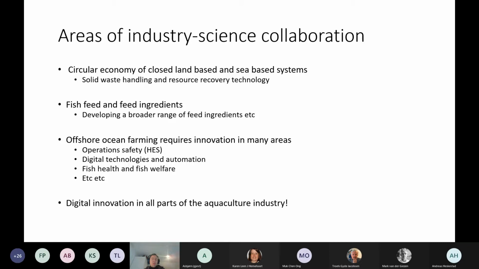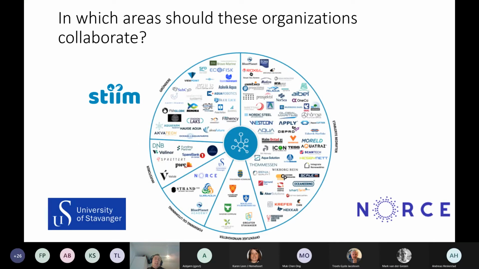And of course, the whole issue of digital innovation in all parts of the aquaculture industry is really central. And I guess we're going to hear more about that in the next presentation. So there's enough to dig into here. The question is, what areas should these organizations collaborate on?